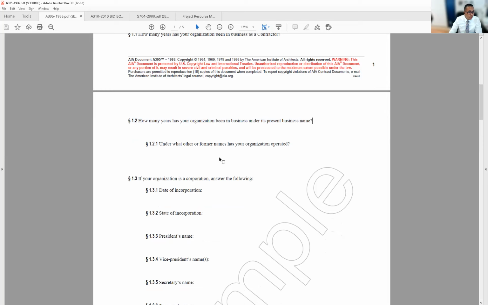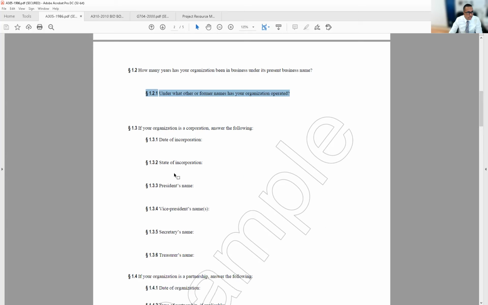Then, under what other or former names has your organization operated. It's very important. In the United States, the idea of a record is something that you will hear a lot. What's your record? Do you have a record? Do you have a good driving record? Do you have a bad criminal record? Do you have any type of record, right? So record is something that plays into this, to know whether you are competent and reliable and trustworthy, right?